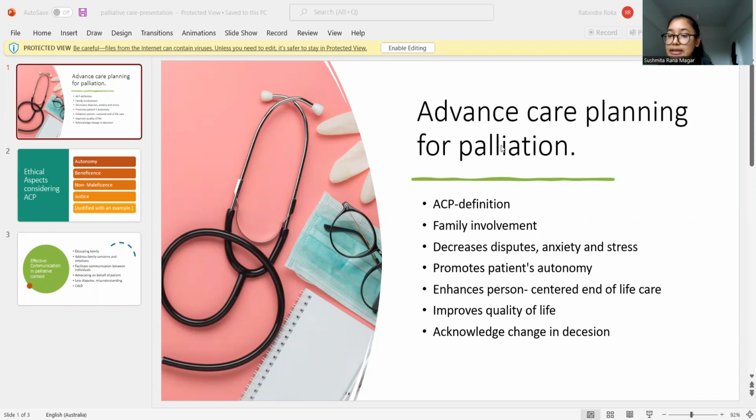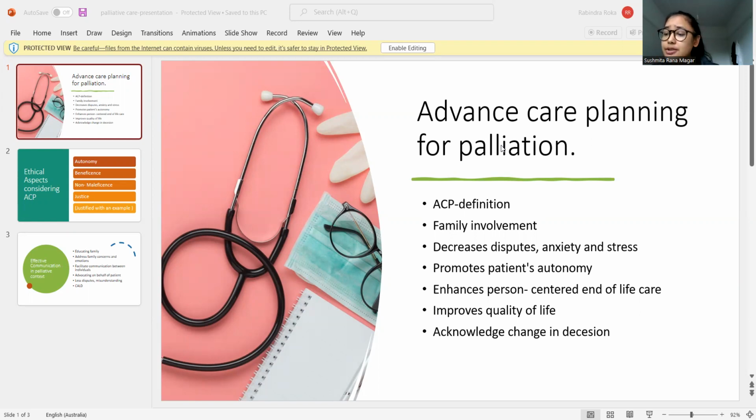I'd like to define ACP. ACP is an ongoing process of communication involving patients, family members, and caregivers on one hand, and health providers on the other to establish values, goals, and preferences for future care, along with the discussion concerning end-of-life care options. Family involvement in advanced care planning helps them understand the ongoing need, expectation of disease conditions, and side effects of treatment, decreasing disputes, anxiety, and stress, hence enhancing satisfaction with care.